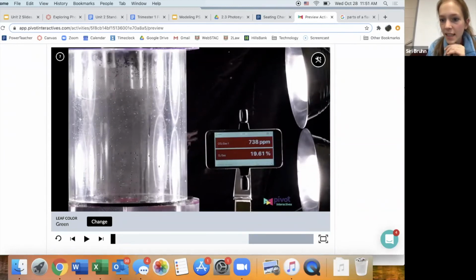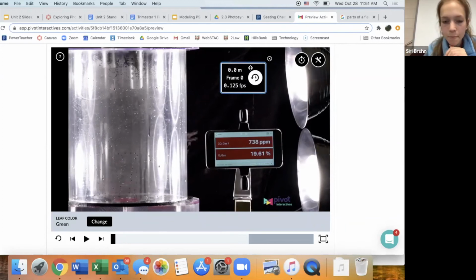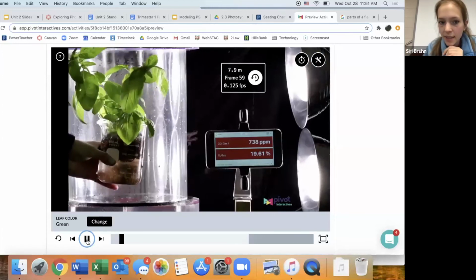Now, if you click in the upper right-hand corner on this tool symbol, you can select the stopwatch, and you can drag that up here so that you have a stopwatch, a way to keep time. Now, what's going to happen is that when you play the video, they're going to put a plant in the chamber.